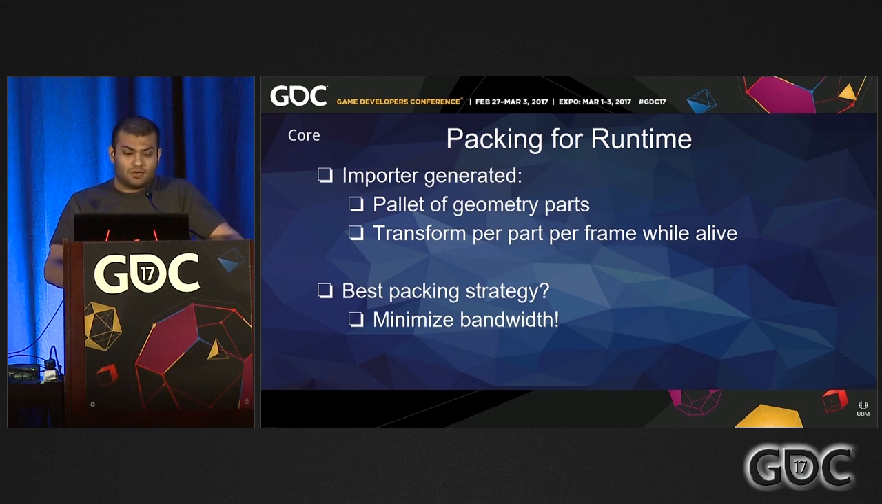So let's talk about packing for the runtime. So far we know that the import stage generated a palette of geometry pieces that we want to pack together, and we have a set of transforms that are per part per frame while the part is alive. So what's the optimal strategy? The entire time we were bandwidth bound on the GPU. So bandwidth is the key thing you want to minimize.